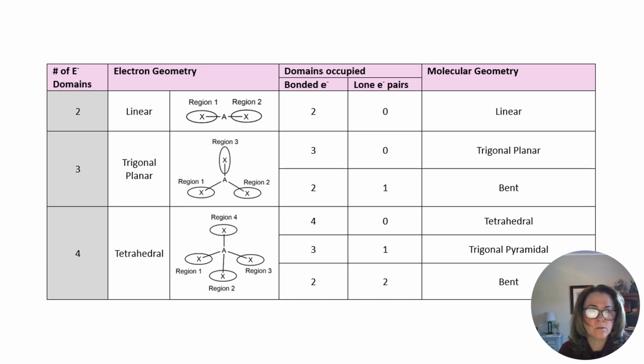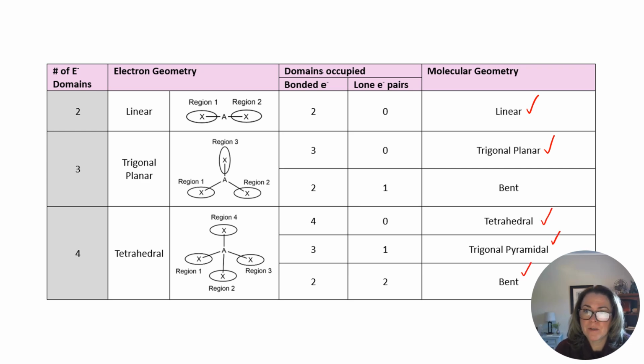Okay, so this is a review. We are really going to focus our attention here on the last column, the molecular geometry. I'm going to check off the molecular geometry shapes that we are going to be focusing on. So we are going to be looking at linear, trigonal planar, and then all of these down here at the bottom: tetrahedral, trigonal pyramidal, and bent.